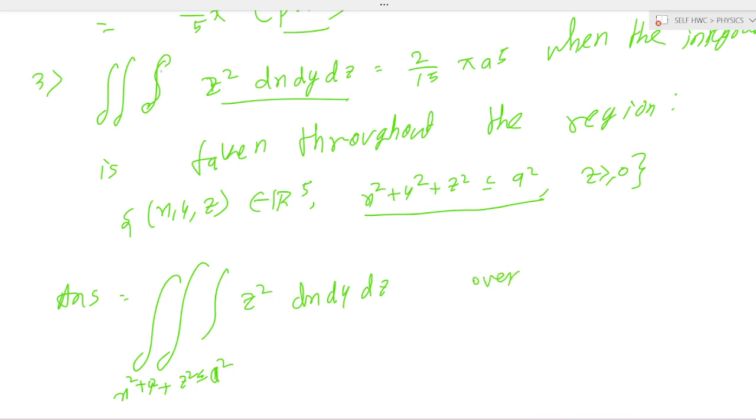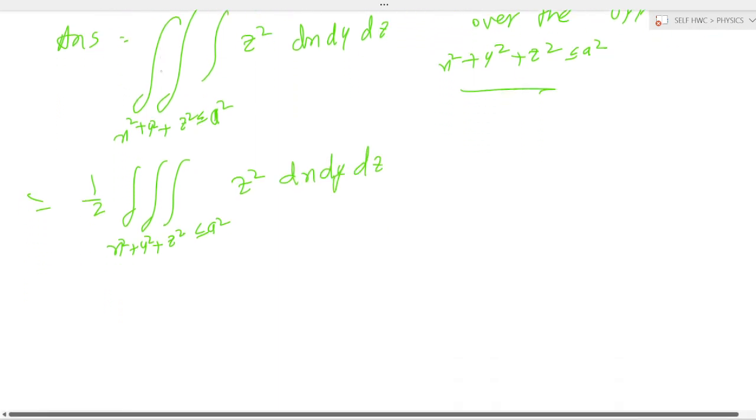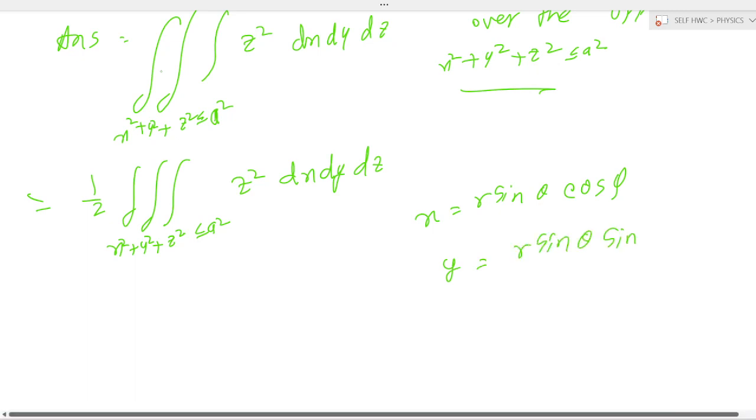Okay, over the upper half of x square plus y square plus z square less than equals to a square, and it is equal to 1 by 2 into triple integration x square plus y square plus z square less than equals to a square, and z square into dx dy and dz, applying the transformations x equal to r sin theta cos phi, and y is equal to r sin theta sin phi, and z is equal to r cos theta.